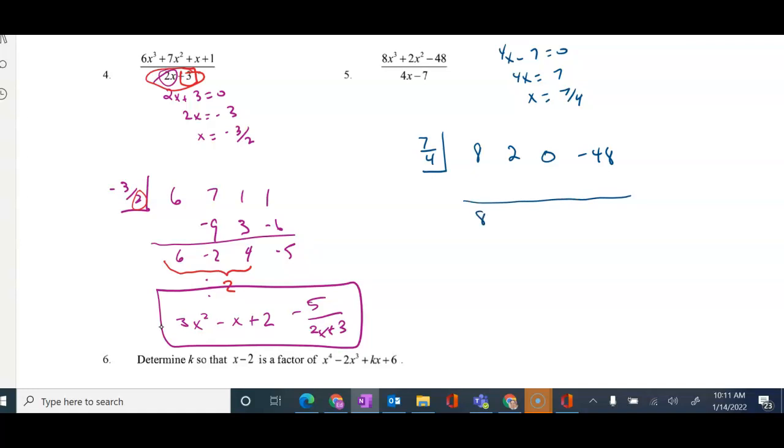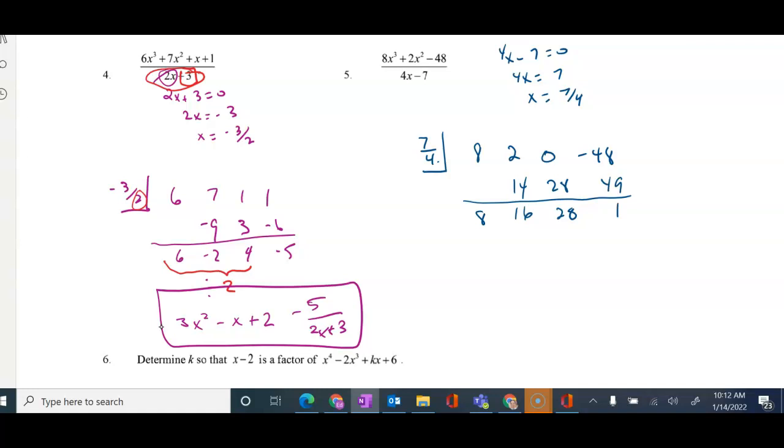multiplication and adding. 8 times 7/4. Well, 8 divided by 4 is 2. 2 times 7 is 14. When I add, that's 16. 16 divided by 4 is 4. 4 times 7 is 28. And I add, that's 28. 28 divided by 4 is 7. 7 times 7 is 49. And when I add, that's 1.